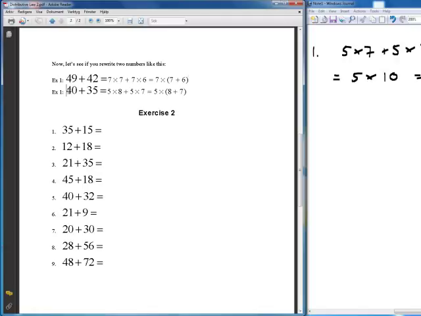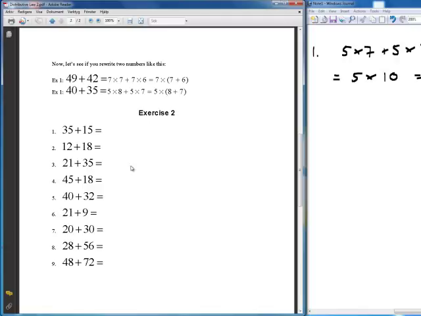Same with this, 40 plus 35. 40 is the same thing as 5 times 8. 35 is 5 times 7. Then we have the 5 in common. So we write the 5 here, and then 8 and 7 within the brackets. So 5 times 8 plus 7.